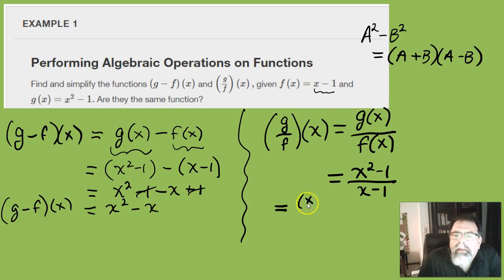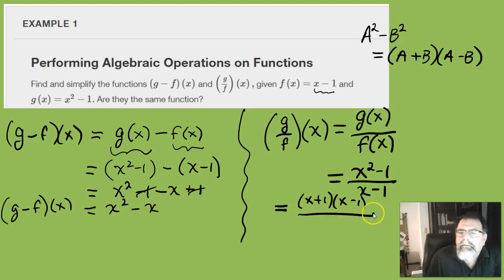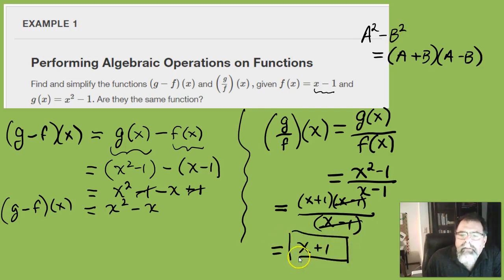So we get x plus 1, x minus 1, and then on the bottom we get x minus 1. I'm going to put that in parentheses just to emphasize we're going to cancel the x minus 1, and then we get x plus 1. And that's our final answer for that one. And then are these two functions the same? So you look at those output values and they're totally different. So no, they're not the same.